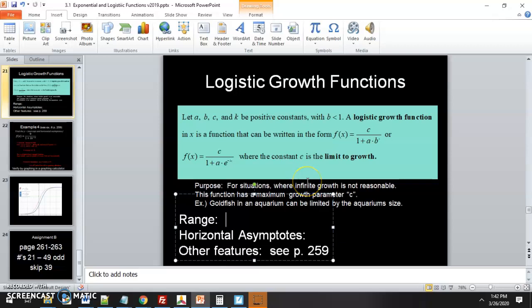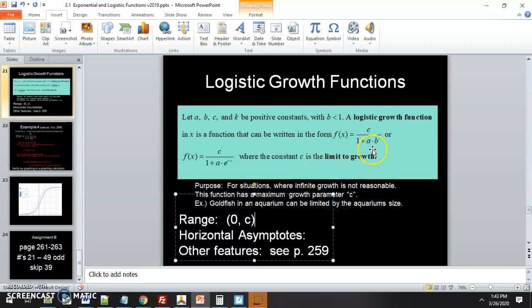These are basically exponential functions that have a limit to their growth potential. For instance, maybe a goldfish can only fit in an aquarium up to a certain amount, then they start dying off. So some type of maximum population would be a good example. So the range, the lowest is 0, and the maximum is actually the numerator of this logistic growth function, c.